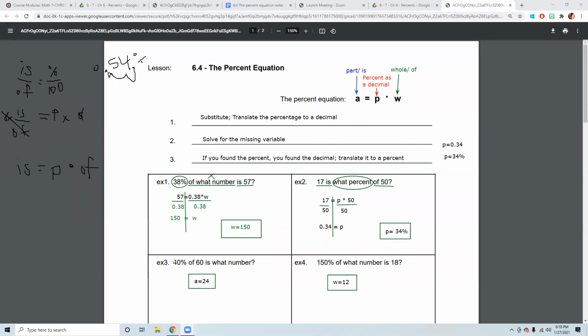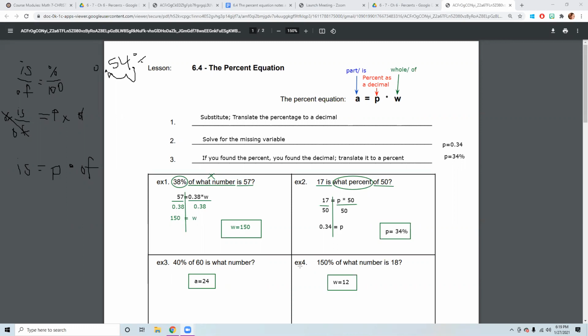So for this example 3, you should have gotten A equals 24. So when you substitute those two numbers in, they're going to be your P and your W. And so you're just going to multiply them by each other, and then that's going to be your answer. If you ended up with the answer 2,400, you forgot to change your percentage into a decimal. So make sure you remember to do that in the future.